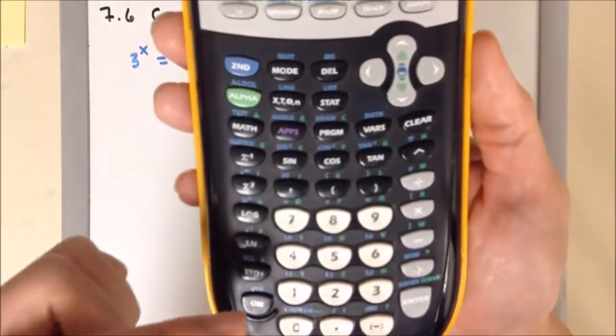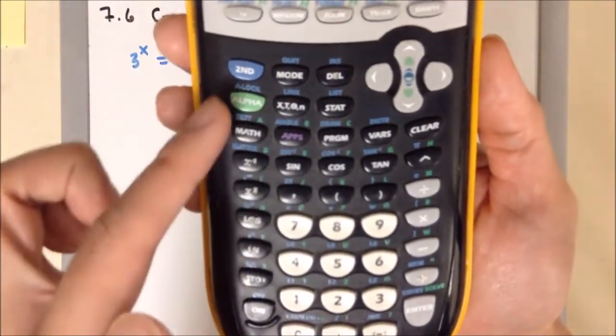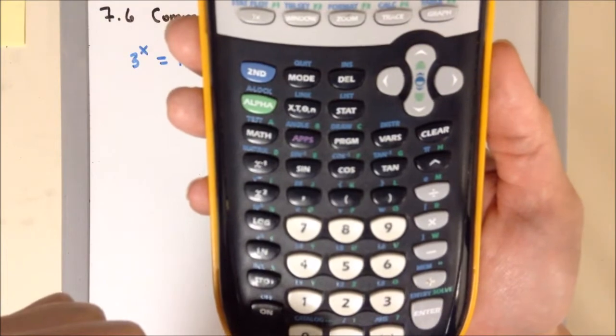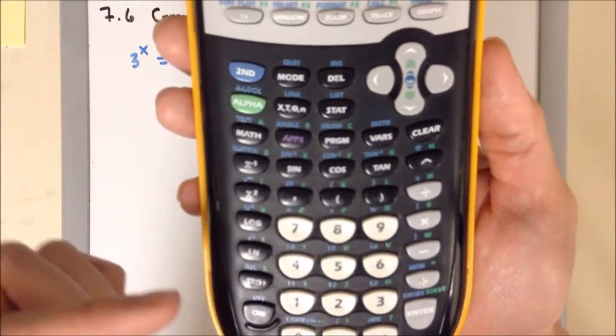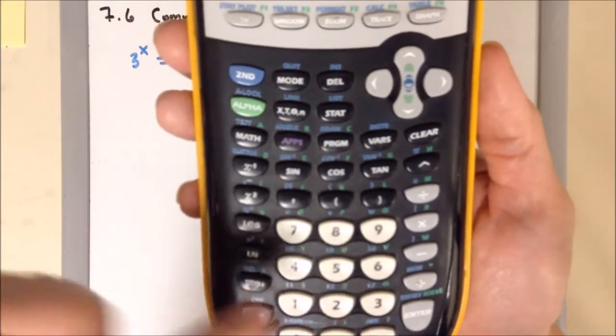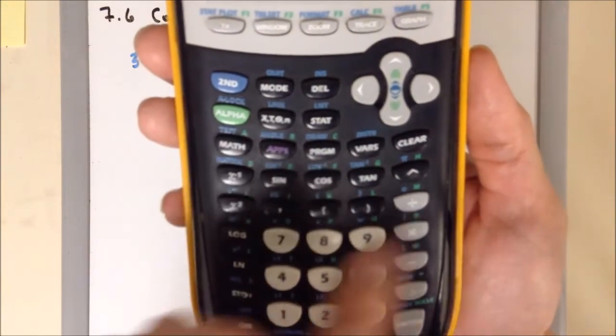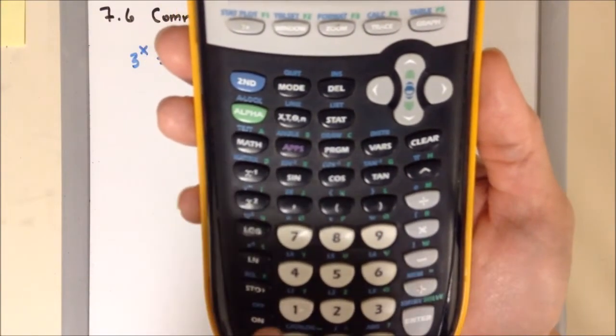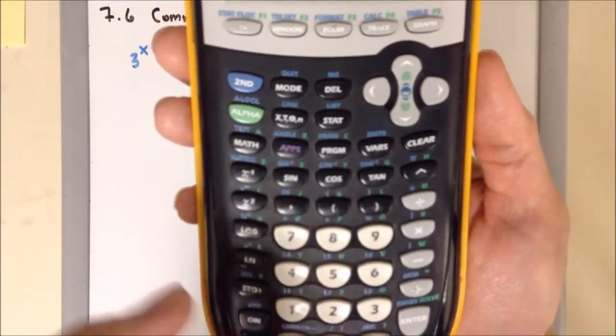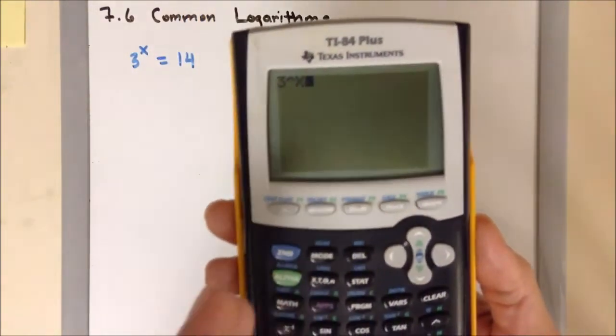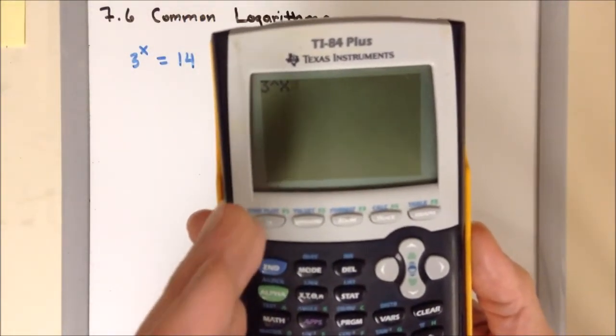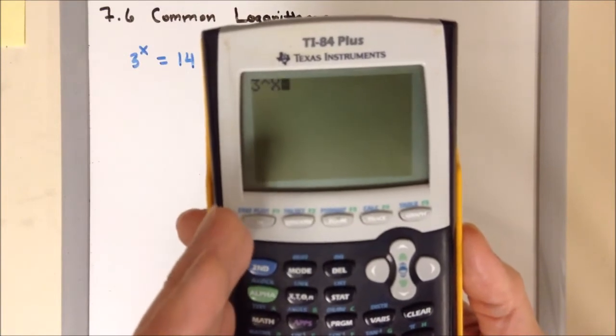But if you look closely, I have no option to put in an equal sign. And even if I had an equal sign and typed it in and typed in 14, if I hit enter, there is no function for me to solve for it because the calculator is not programmed.